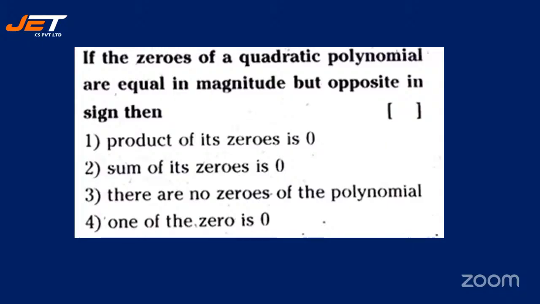See the next question. If the zeros of a quadratic polynomial are equal in magnitude but opposite in sign, then the product of its zeros is 0, the sum of its zeros is 0, there are no zeros of the polynomial, or one of the zeros is 0. Right. So it is sum of its zeros is 0.